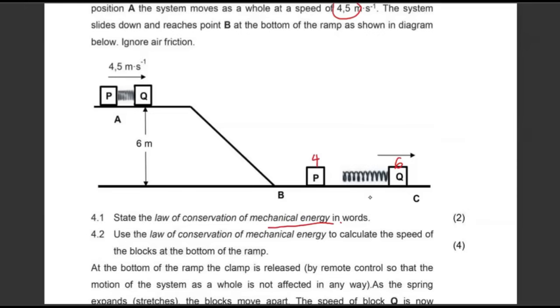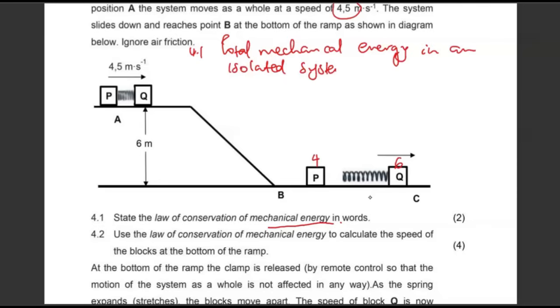In words, we can say that the total mechanical energy in an isolated system is conserved, or simply remains the same. Someone could also say that the sum of the gravitational potential and the kinetic energy in an isolated system remains the same or is conserved. Okay, so that is 4.1.